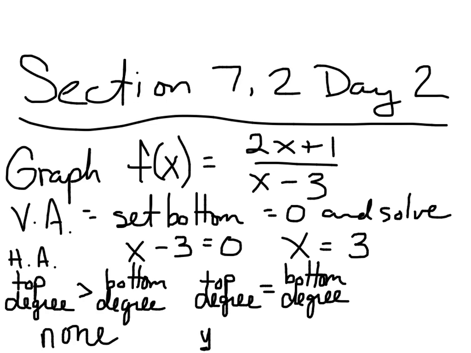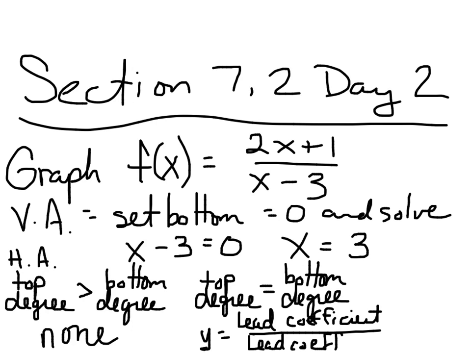For a problem like this, the scenario is that y equals the lead coefficient of the top divided by the lead coefficient of the bottom. Do you remember what coefficient means? It's been a while since I've maybe used that word, but what is a coefficient? It's the number in front of the x. So when you guys were telling me 2 for the degree, you were actually telling me the coefficient. Degree, again, is the highest exponent. Coefficient is the number in front.